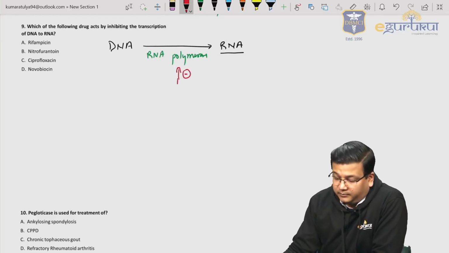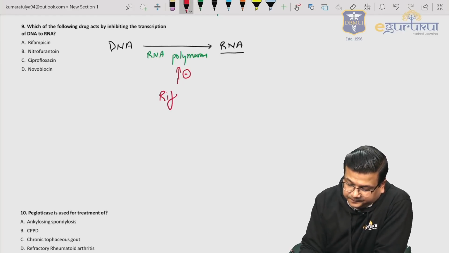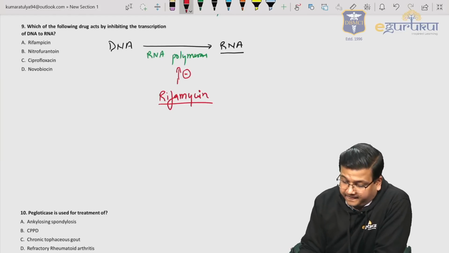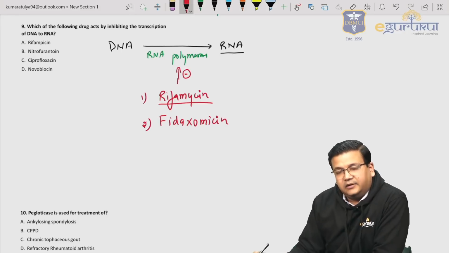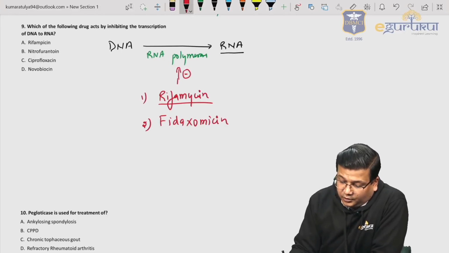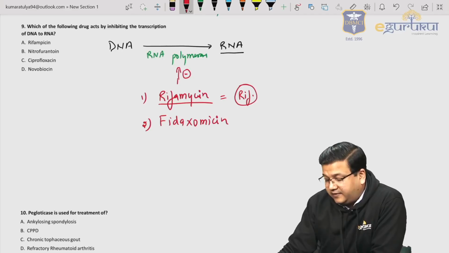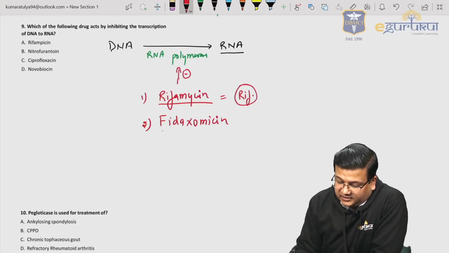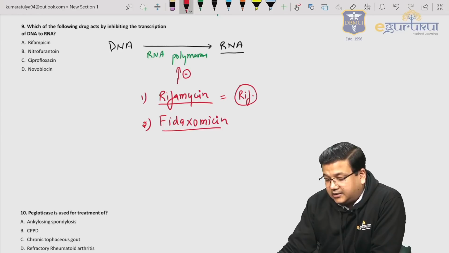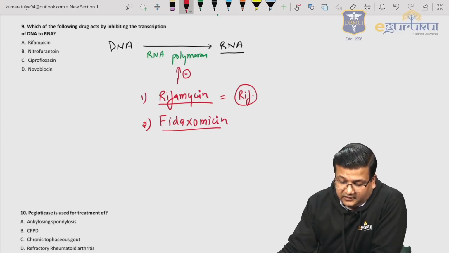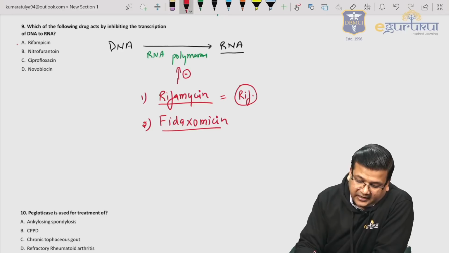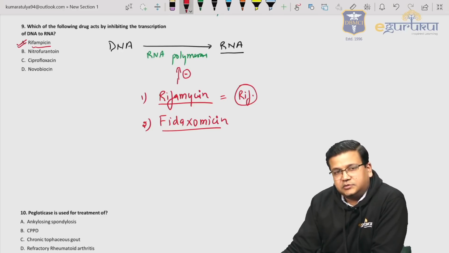Which drugs are inhibitors of RNA polymerase? Rifamycin and fidaxomicin. These are the two important types of drugs. Rifamycin, which include all rifampicin, rifabutin, all RIF drugs. Rifampicin, rifabutin, rifapentine all come under rifamycins, and the second drug is fidaxomicin. These are two drugs which mainly act on RNA polymerase. So they will inhibit the transcription of DNA to RNA. So option number A, rifampicin, is the correct answer to this particular question.